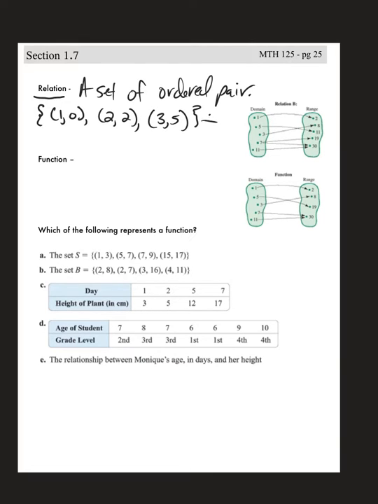I have these curly brackets. We call those curly brackets set notation. This actually has 3 elements in it. Those are the 3 ordered pairs.